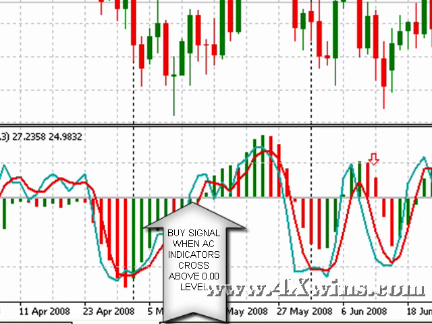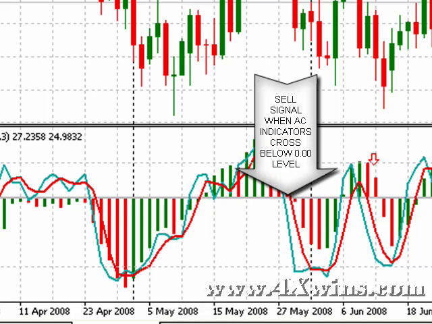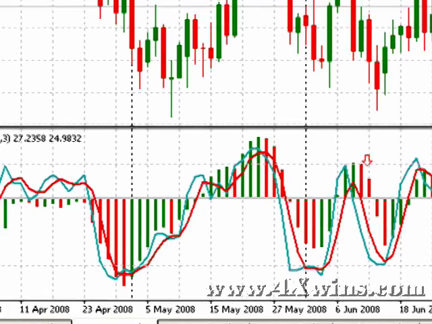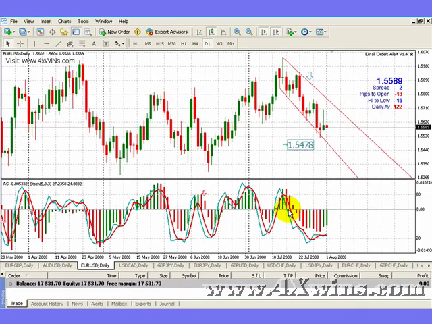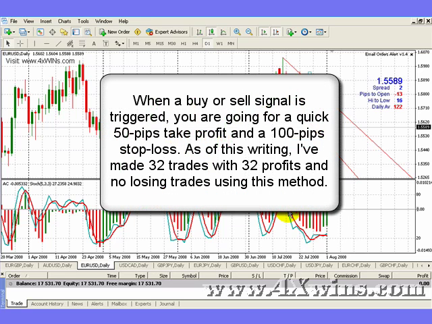When it crosses above, that is a buy signal. When it falls below, it is a sell signal. Both of those indicators at the same time. We'll give you examples and zoom in later on and show you. So that's basically how this works. You set it on the daily, look for the two indicators on the bottom, the AC, to cross above or below the 0.0. If it crosses above, it is a buy signal. If it drops below, there is a sell signal, so you would place a sell order.